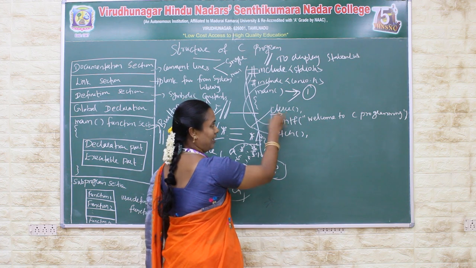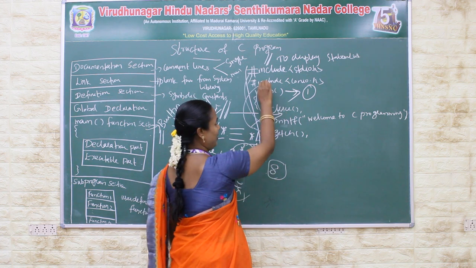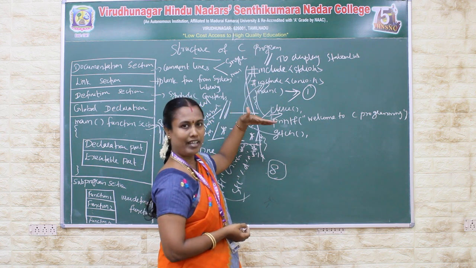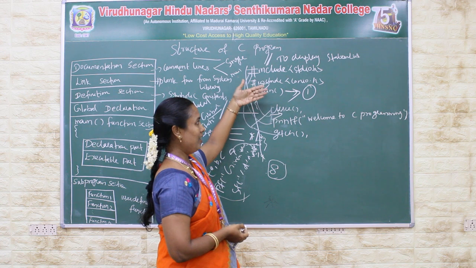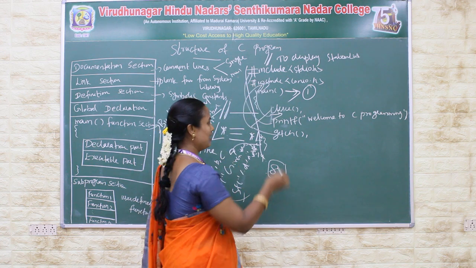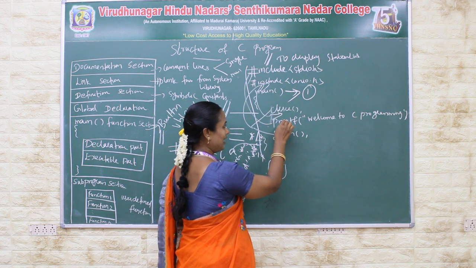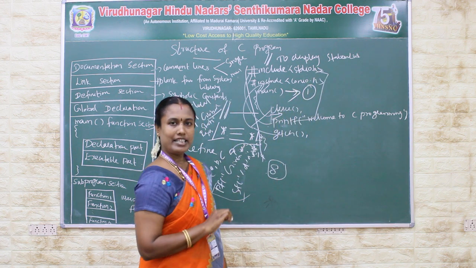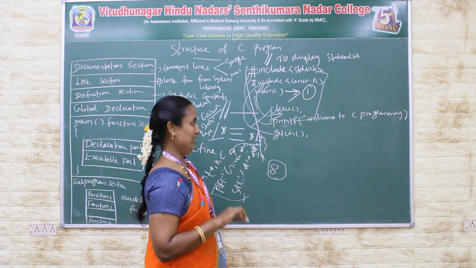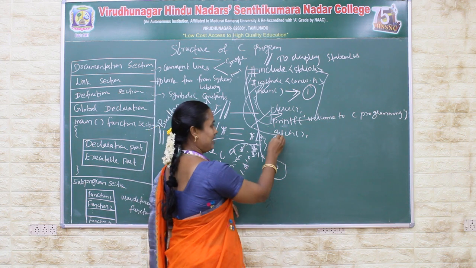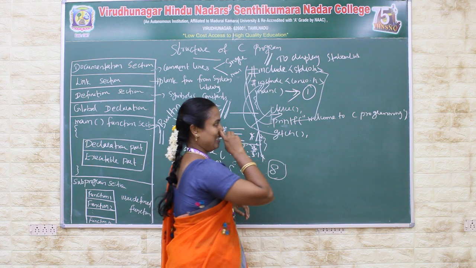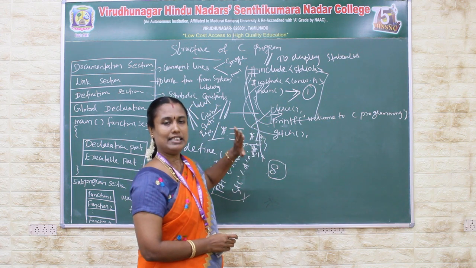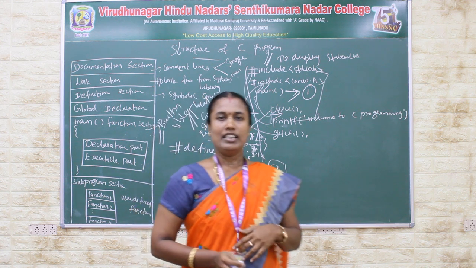Whenever clrscr is executed, it verifies whether the conio.h file is available or not. If we have included it, there is no error. If we have not included the header file, we receive an error message. Like that, when printf is executed, it verifies whether the corresponding stdio.h header file is included or not. Otherwise it will give an error message. And getch is also under the control of conio.h. So in this program we are able to print welcome to C programming. That is the output for this program. Thank you students.